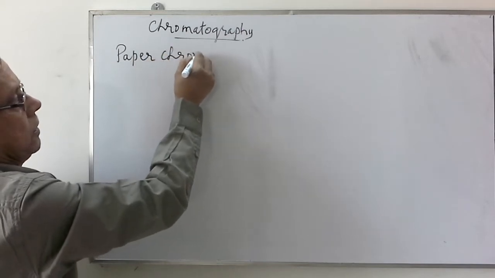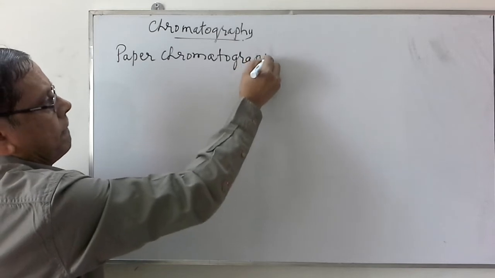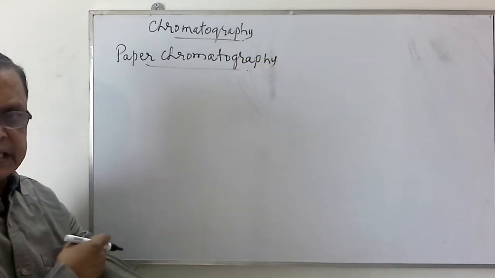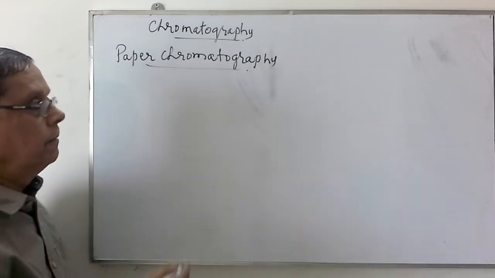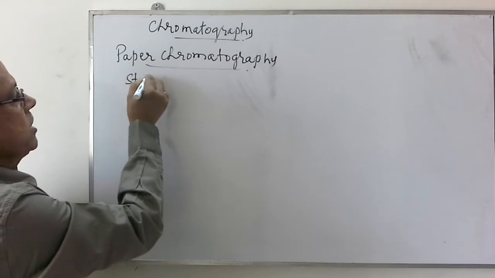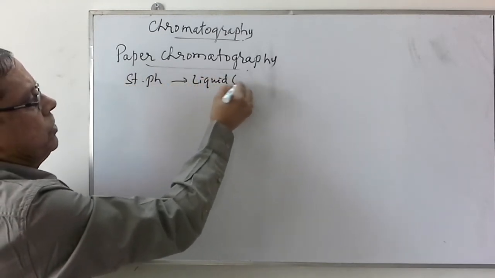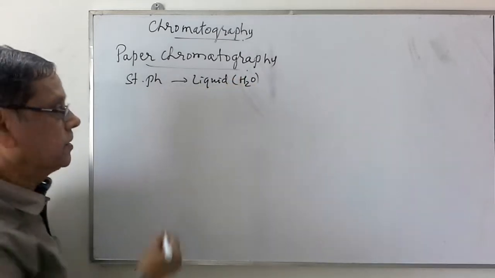Paper chromatography. In this paper chromatography, as I told you in the previous video, both the phases, the stationary phase as well as the mobile phase, are liquids. So we have this stationary phase, a liquid. Usually we use this as water. I will let you know how it is the stationary phase.